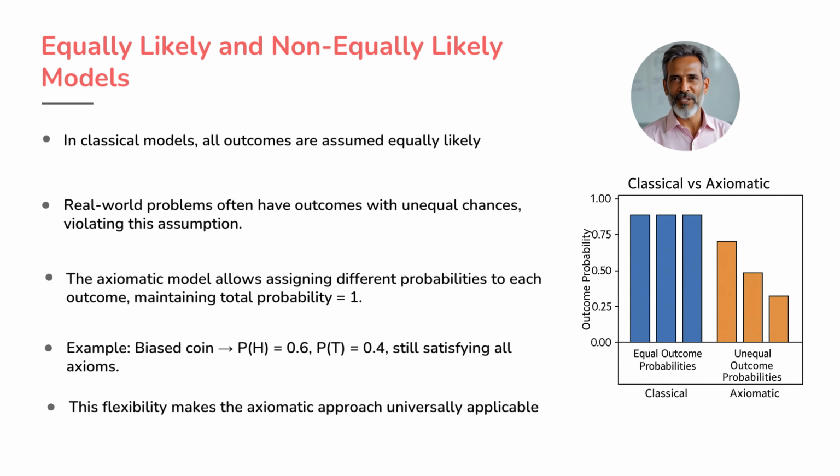It allows us to assign different probabilities to each outcome, as long as the total adds up to 1. For instance, if a coin has P(H) equals 0.6 and P(T) equals 0.4, then P(H) plus P(T) equals 1. So the model is still perfectly valid. That's why this approach is universal. It works for every situation, fair or biased, simple or complex.